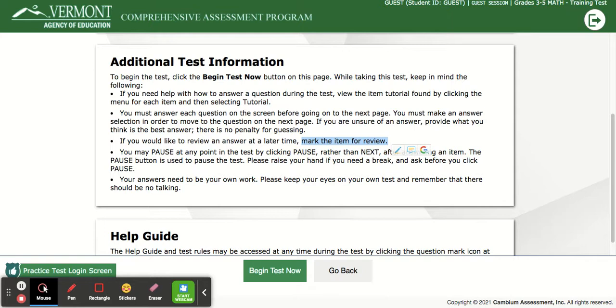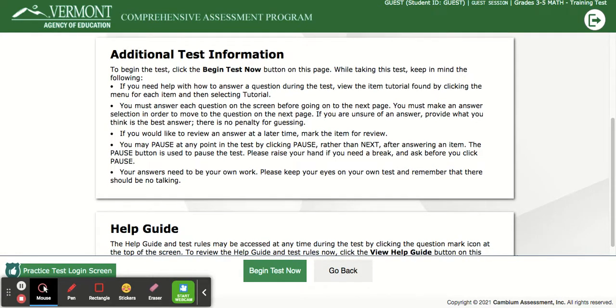And some of you may like that option of, I'll go back to that later because I can't think of how to solve that right now. At any time, you can pause the test by clicking the pause button rather than the next button after answering an item. Please don't do that unless I've asked you to, and that would only really be in the case of an emergency. Okay, you will need to raise your hand if you need a break for some reason, and I will come over and tell you to click pause.